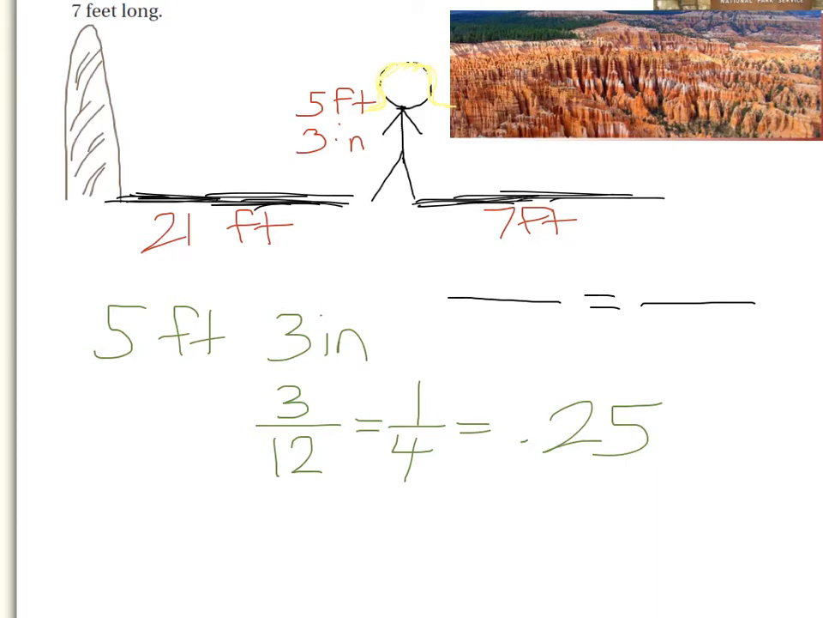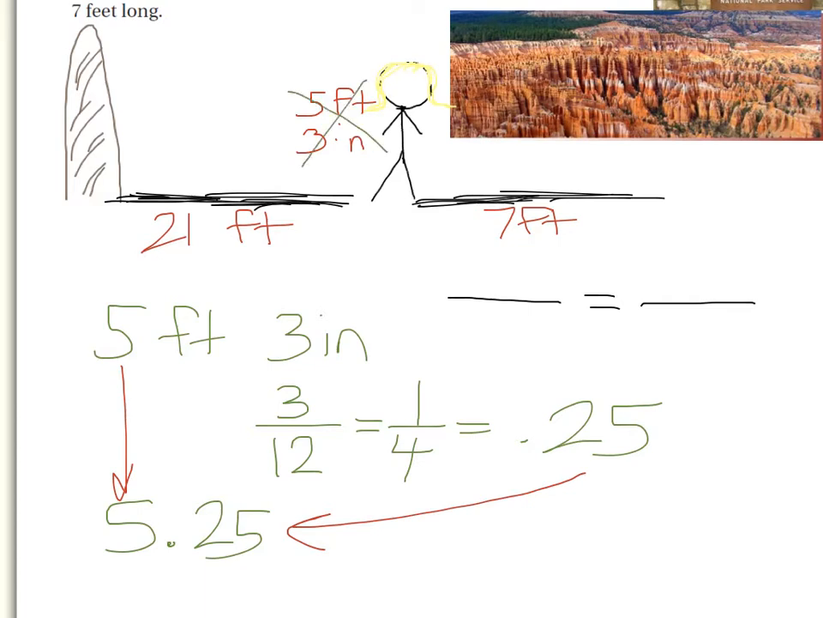So therefore, this 0.25 is going to come down, and it's going to be our decimal, and the 5 is just going to remain as 5. So 5.25 is the exact same thing as 5 feet 3 inches, and that, ladies and gentlemen, is going to be the number that we use in our proportion. 5.25 feet, same thing as 5 feet 3 inches.